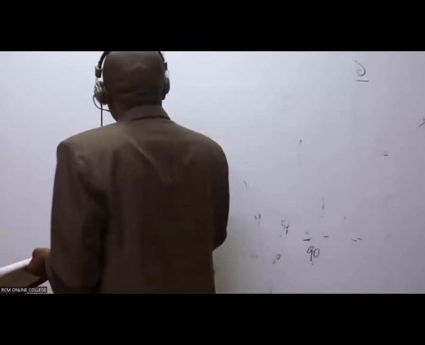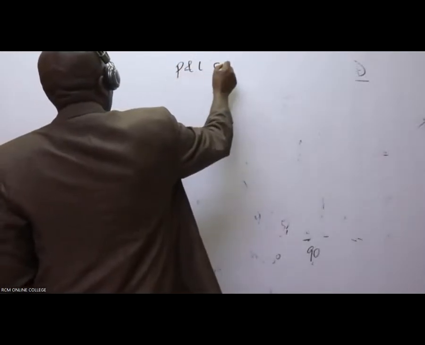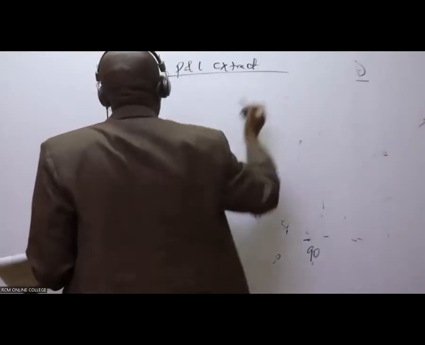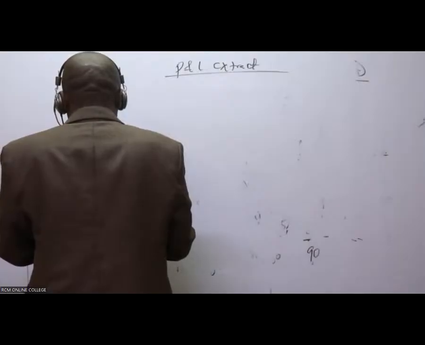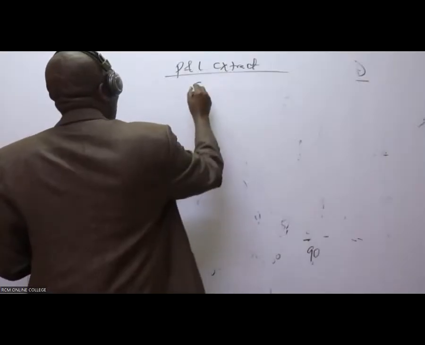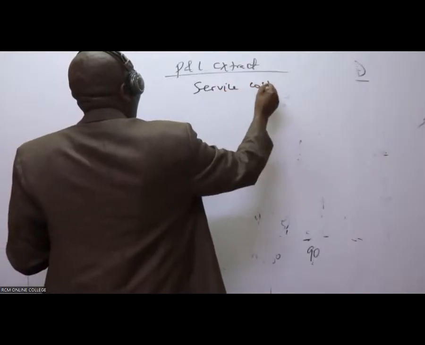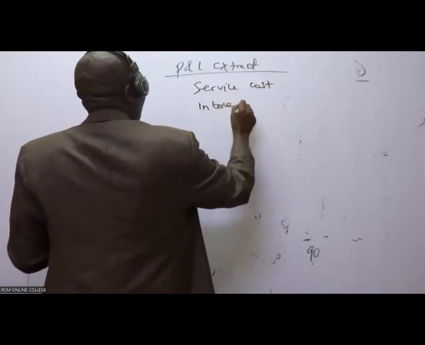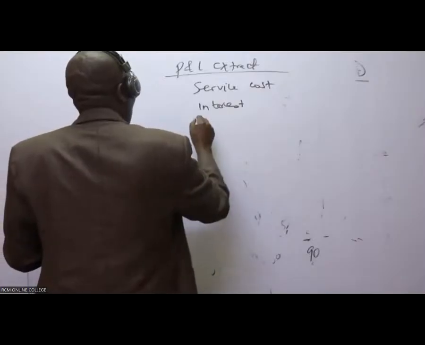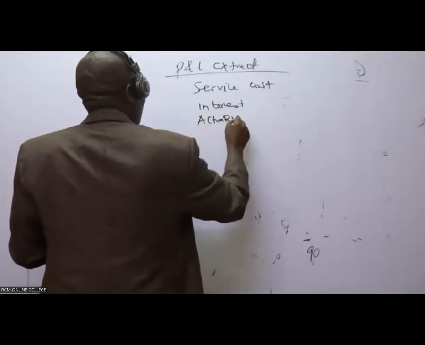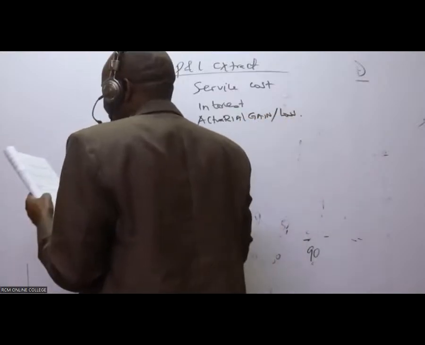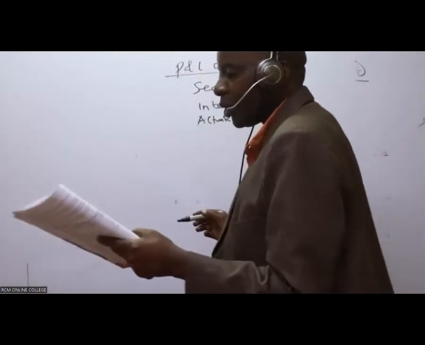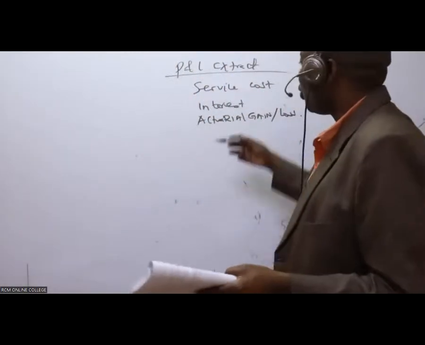Ladies and gentlemen, let me do the extract. Of course, the balance sheet is very easy. I'll do the P&L extract. In the profit and loss extract, I would need service cost, interest, and the actuarial gain or loss. It's only one year given here, so there is nothing much.